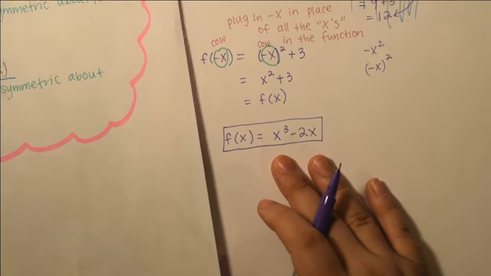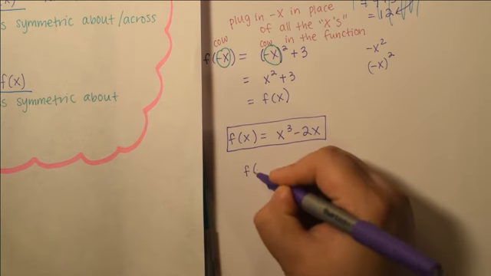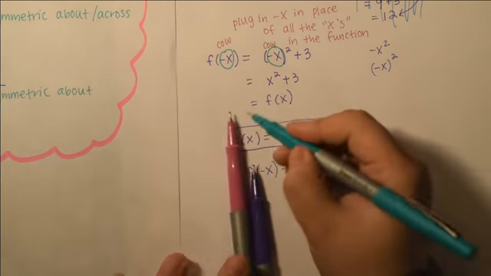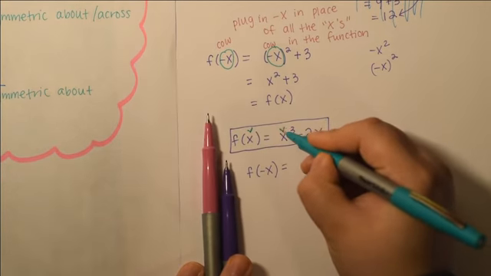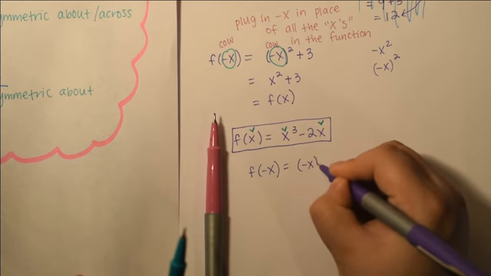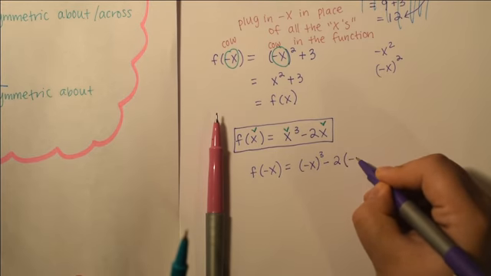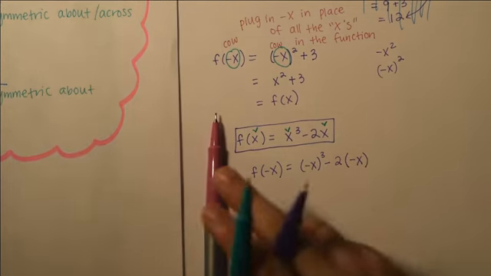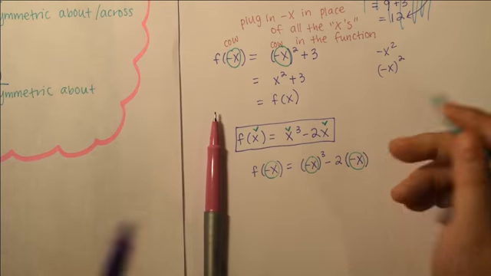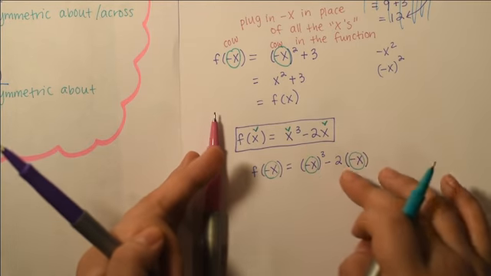So the first step is plug in negative x in place of all the x's. So we start with f of negative x. And so I'm putting in negative x in place of all the x's. And remember to put parentheses. So we have negative x cubed minus 2 times negative x. Okay. So again, we're just putting in negative x as a unit. So put the parentheses around that unit if it makes the calculation here confusing.